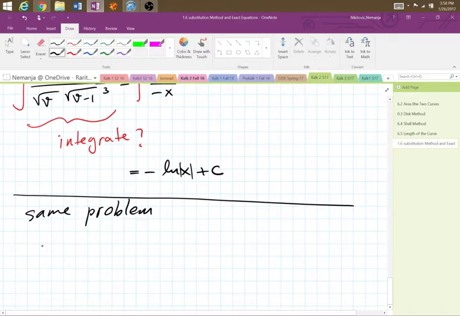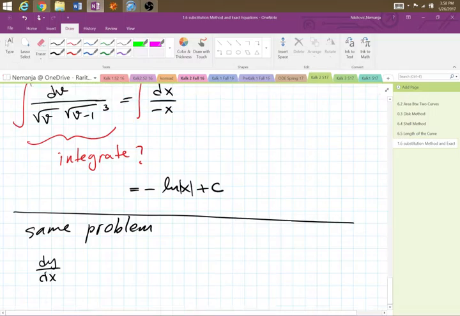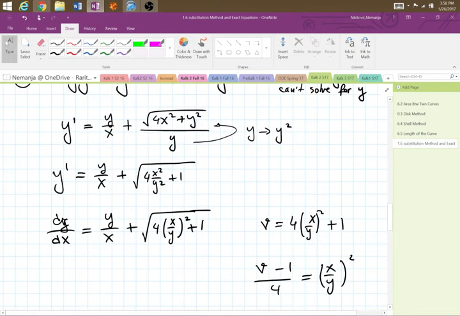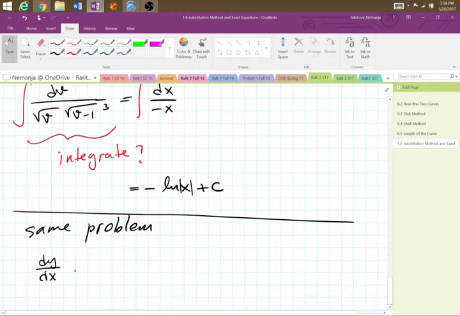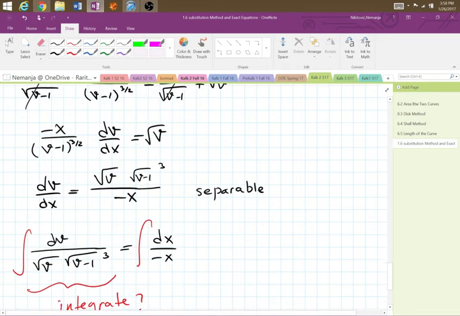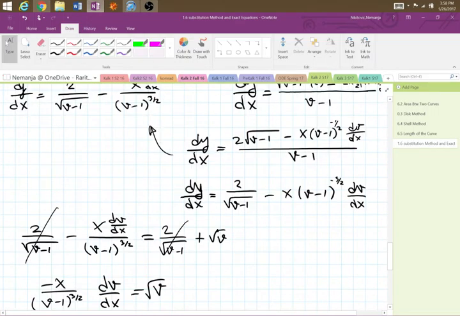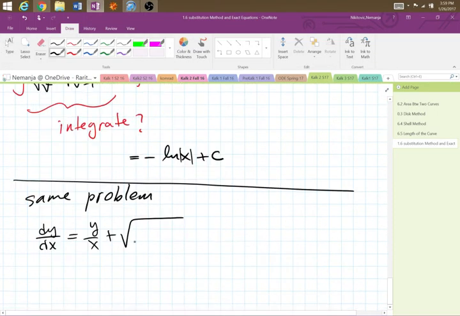What was the problem? dy/dx. Oh no, that was crazy. I'm going to just use the simplified form. That's what I'm going to start with. So dy/dx is y over x plus the square root of x over y squared plus 1. So we are doing the same problem, except now I am forcing this substitution upon you: y over x. So deal with it.